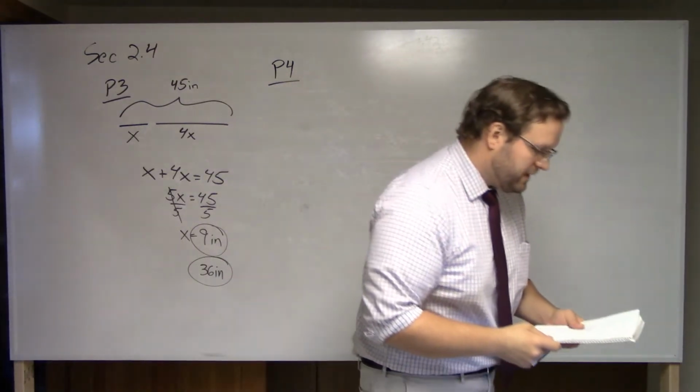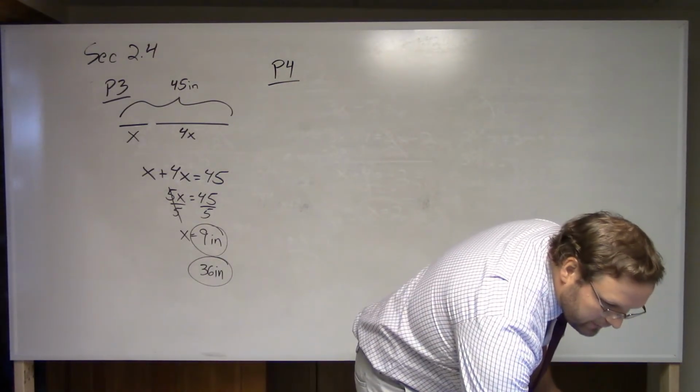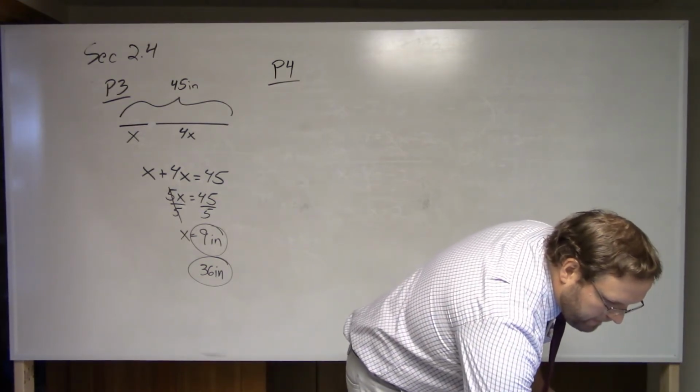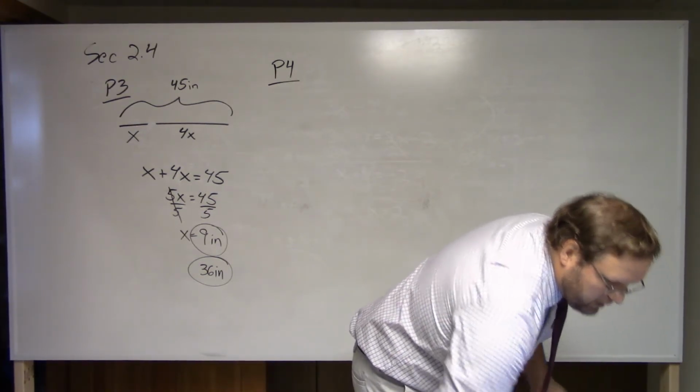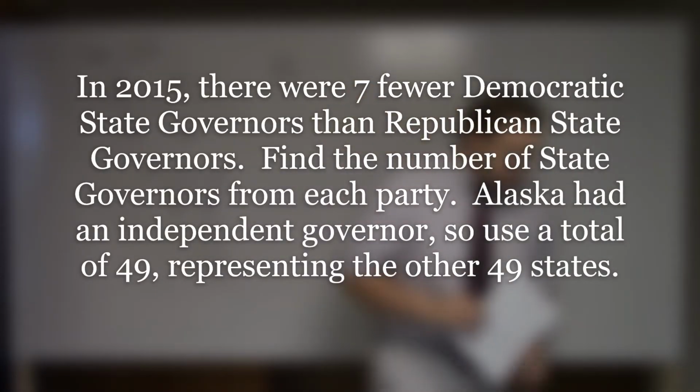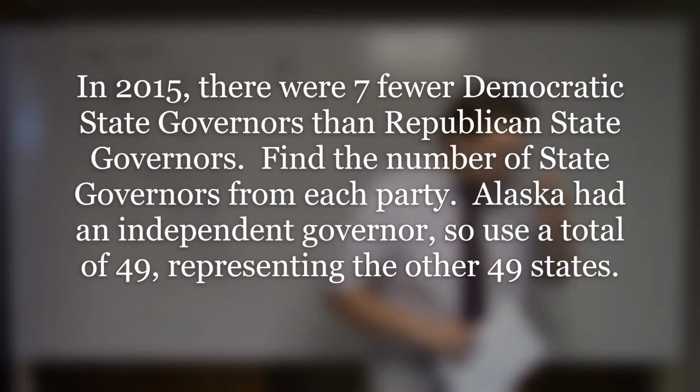Practice 4 can be found on page 109. Toward the bottom. Practice 4 reads, in 2015, there were 7 fewer Democratic state governors than Republican state governors. Find the number of state governors from each party. Alaska had an independent governor, so use a total of 49, representing the other 49 states.